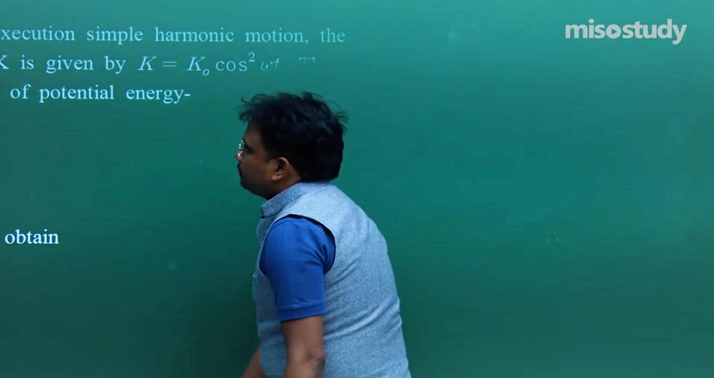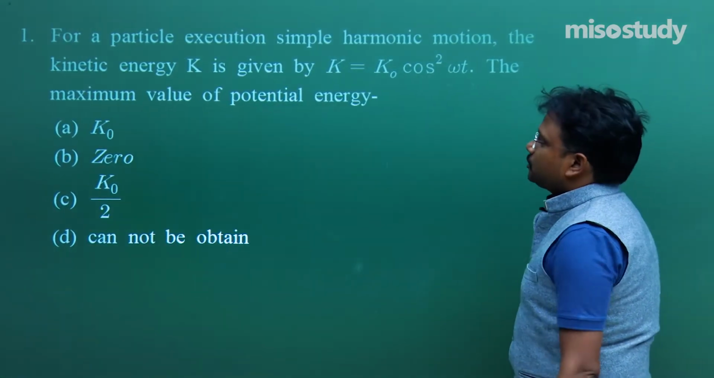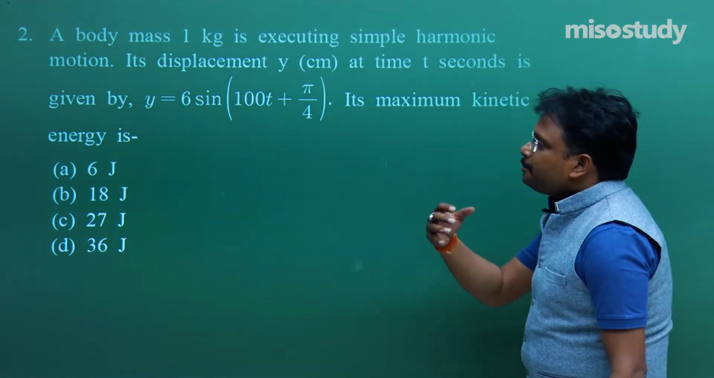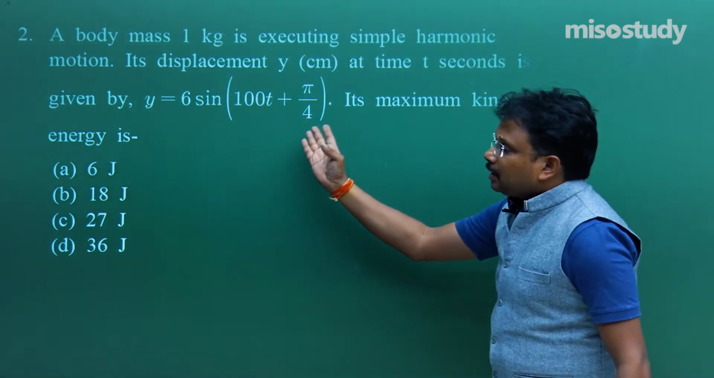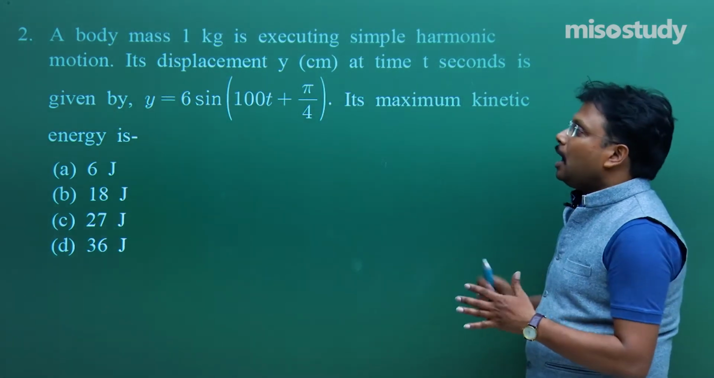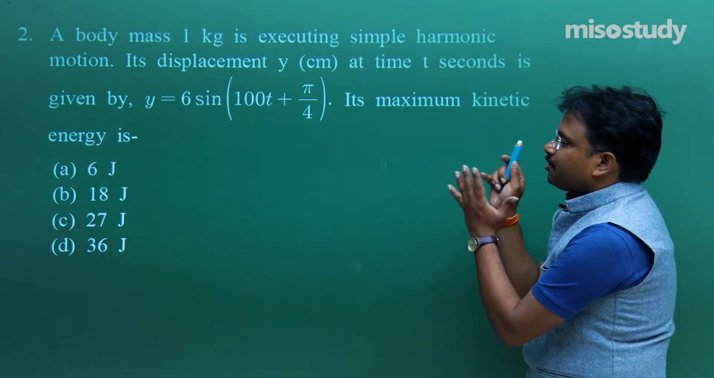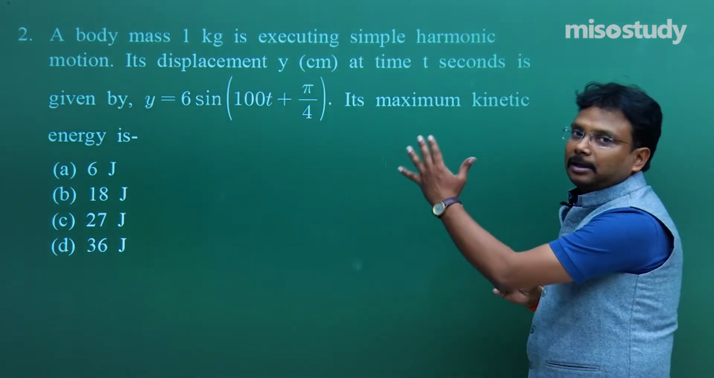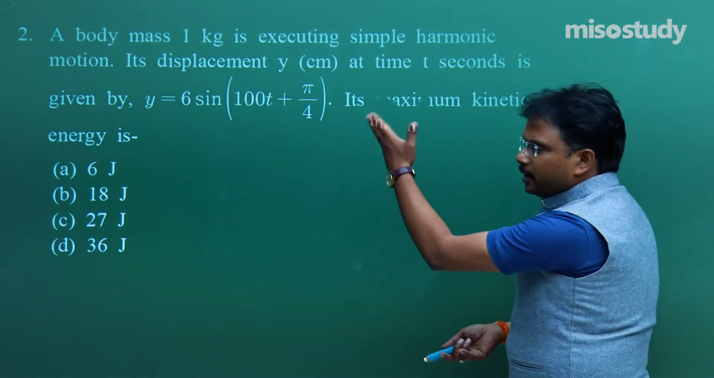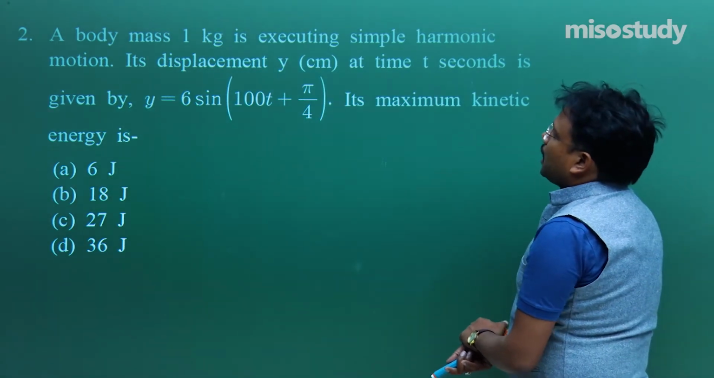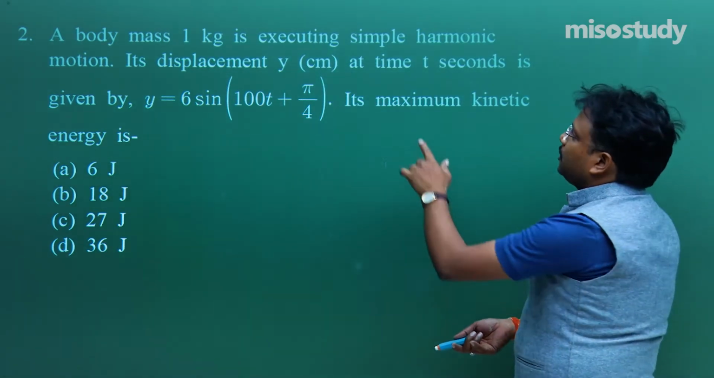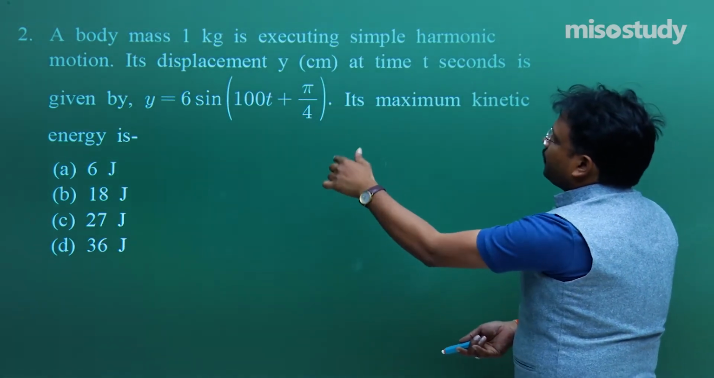Fine. Now, let us move to the next problem. Again, I hope it's a beautiful problem. Here, my main emphasis is on this mathematical aspect, because the entire oscillation or SHM is based upon that simple phenomenon, but I am trying to use simple steps to explain the mathematics involved over here. Now, in this question, a body of mass 1 kg is executing SHM, simple harmonic motion. Its displacement y in centimeters at time t seconds is given by this relation.